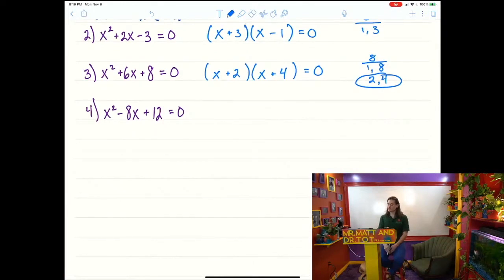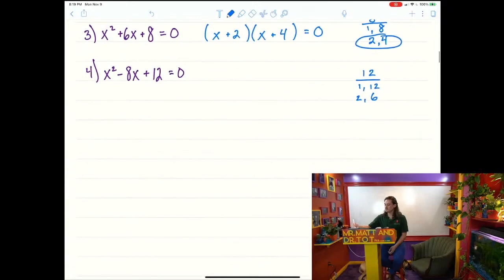Number 4, we have x squared minus 8x plus 12 is equal to 0. So we're looking for two factors of 12 that add together to get negative 8. We have 1 and 12, 2 and 6, 3 and 4. This is a golden situation where you have consecutive integers as the bottom factors. There's no whole number in between 3 and 4, so you know that you have all the factors there. And we're trying to get negative 8.